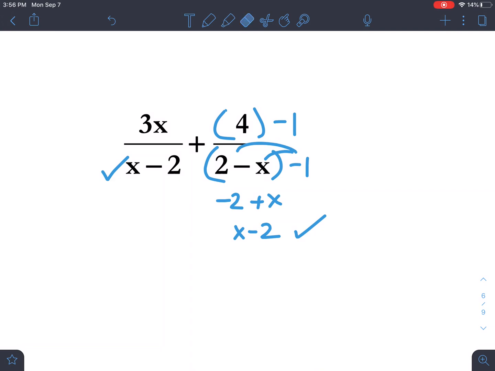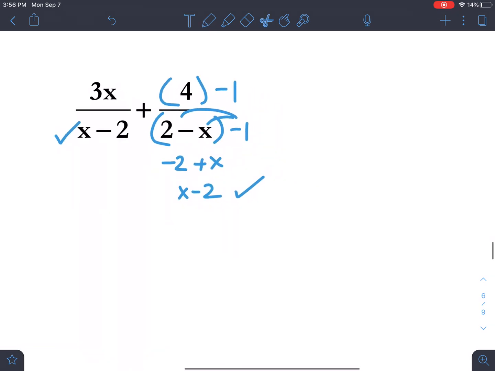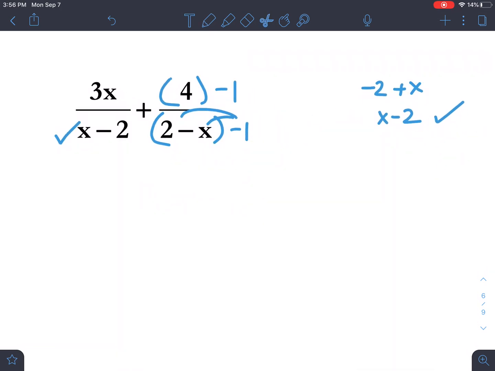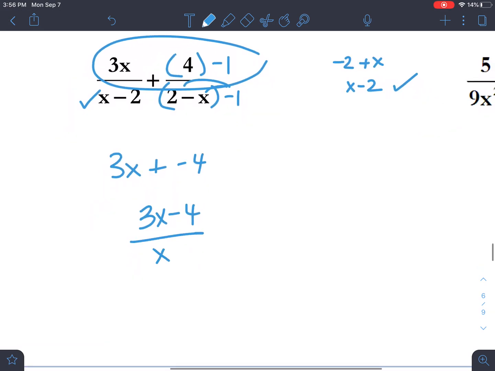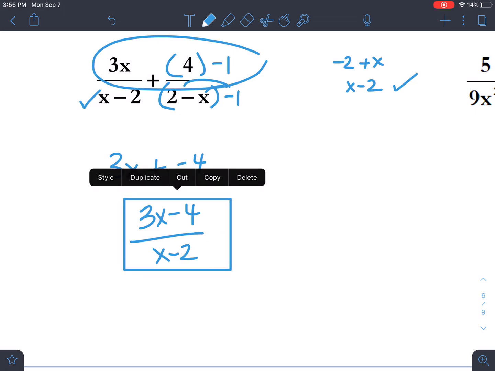Okay, so let's figure this out here, guys. I'll move this to the side if you need it. This is going to be 3x plus, now this is -4, so I just have 3x minus 4. I add that denominator back in, and then I think about if I can simplify. Well, nothing factors here. I can't cancel out pieces of a binomial, so that's it. 3x minus 4 over x minus 2.